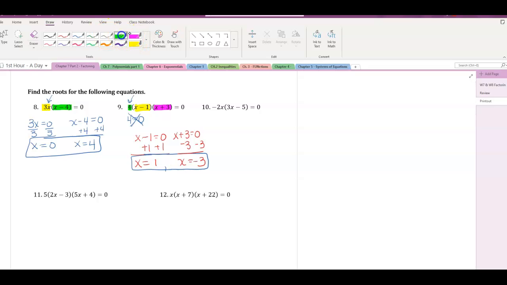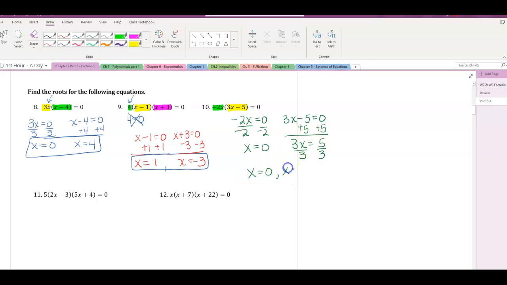For number 10, I'm going to set negative 2x equal to 0, and I'm going to set 3x minus 5 equal to 0. When I set negative 2x equal to 0, I divide by negative 2, and I get x equals 0. 0 divided by anything is 0. On this one, I need to add 5. I get 3x equals 5, and then I need to divide by 3. And we're going to just leave it in fraction form, 5/3. If I write that as a decimal, that would be incorrect because that's going to be a repeating decimal.